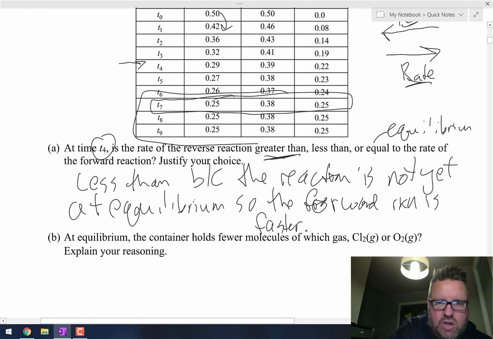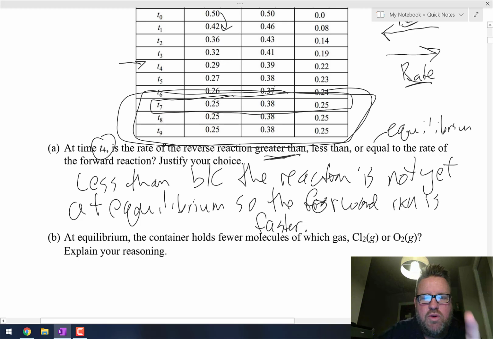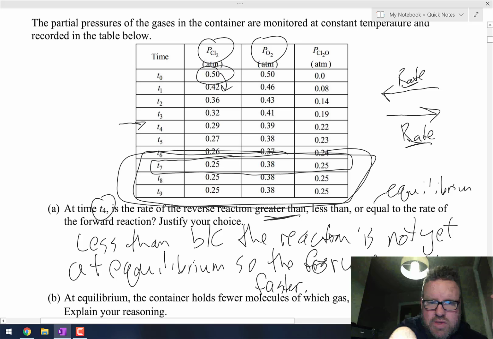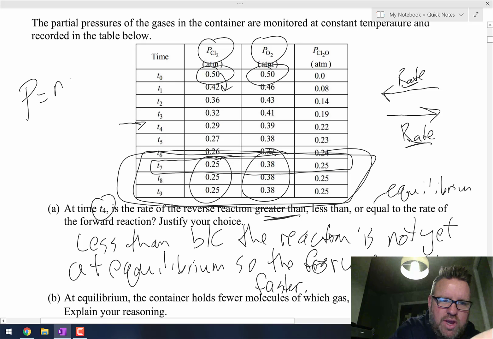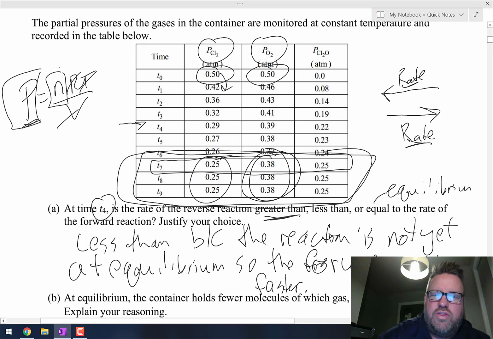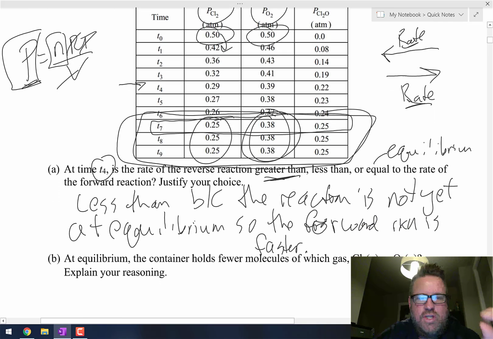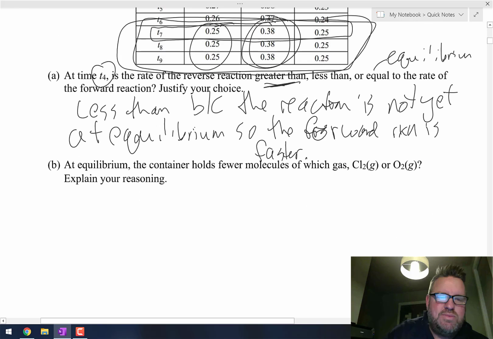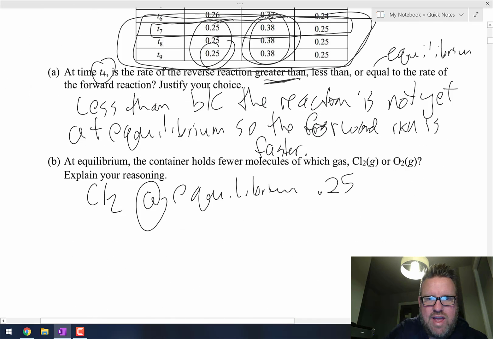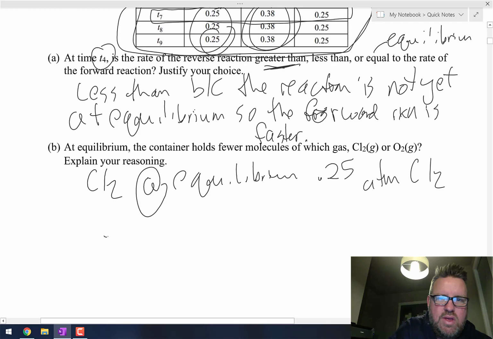Once you reach equilibrium, the container holds fewer molecules of which gas, chlorine or oxygen? Here's our chlorine, here's our oxygen. This is how much we started with, and at equilibrium this is how much we have left. Pressure equals nRT over V. If oxygen has the greater pressure, and the volume, the temperature and R are the same, the greater the pressure, the greater the number of moles. So at equilibrium, the container holds fewer molecules of Cl2. That's 0.25 atmospheres of Cl2 and 0.38 atmospheres of O2.